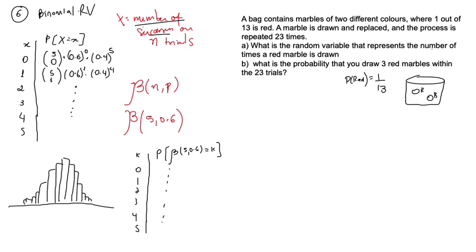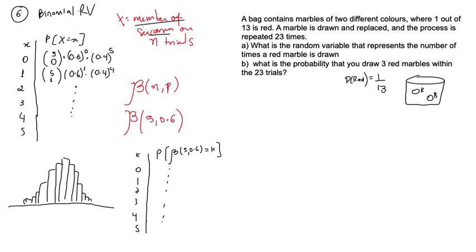What is the random variable that represents the number of times a red marble is drawn? So this is the first. This question was A and B. When I copied, I messed it up. So this is question A. What is the random variable that represents the number of times a red marble is drawn?